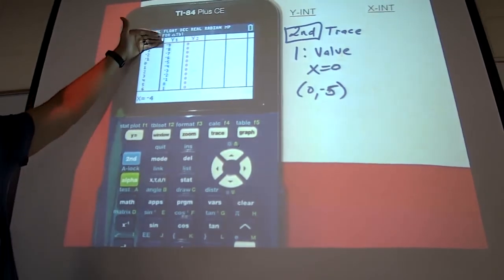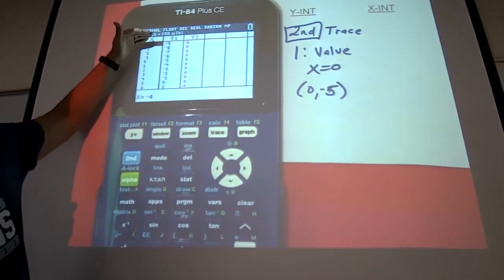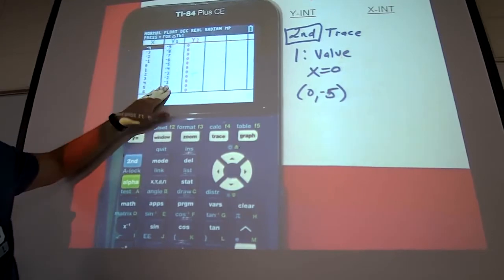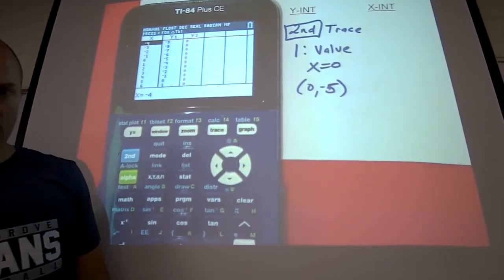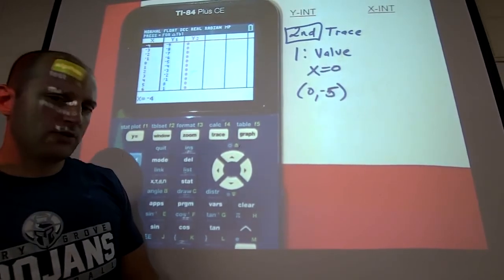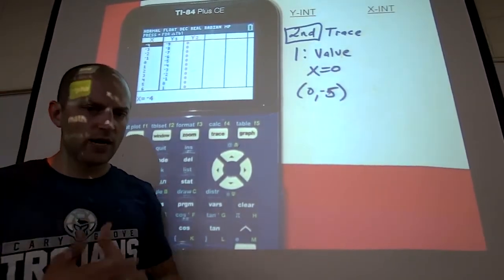Okay, the other option is you could do second graph, which is the table menu, and then you can see all the coordinate points there. So these are all your inputs, and these are all your outputs. If I plug in 5, I get 0. If I plug in 0, I get -5. Okay, now you also need to know how to change that around a little bit.